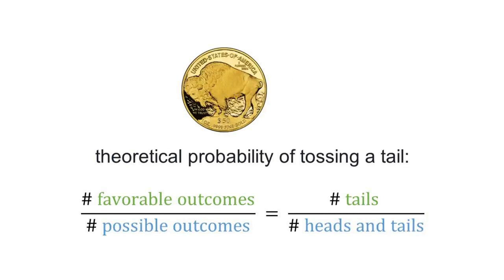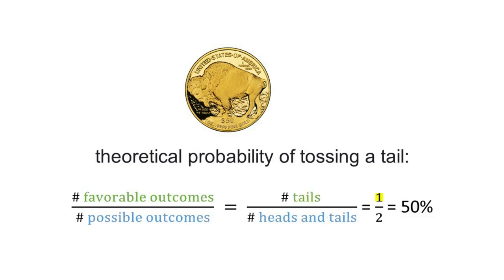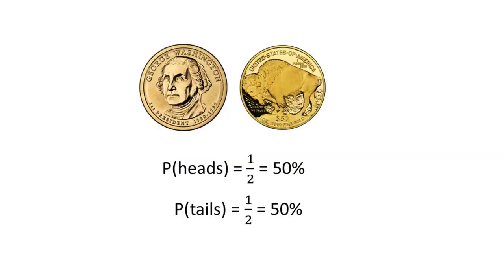Now, let's find the probability of tossing a tail. There is only one tail, so the numerator is 1, and the total number of heads and tails on a coin is 2, so the denominator is 2. That makes a 50% chance of tossing a tail.